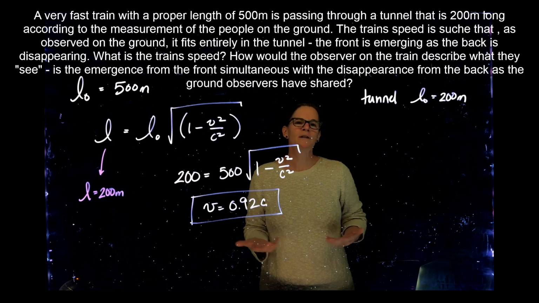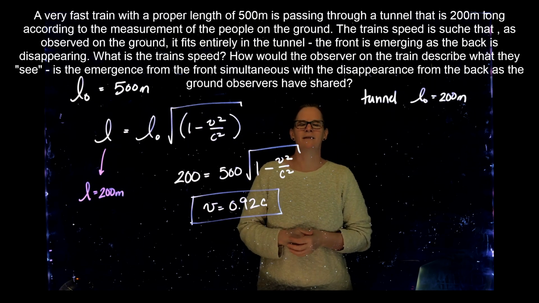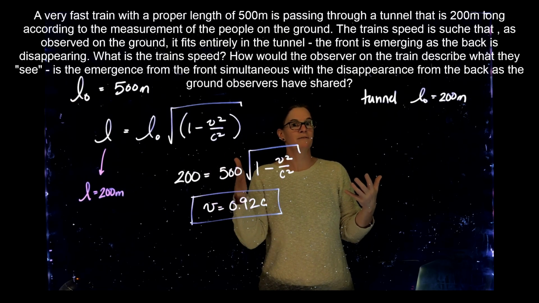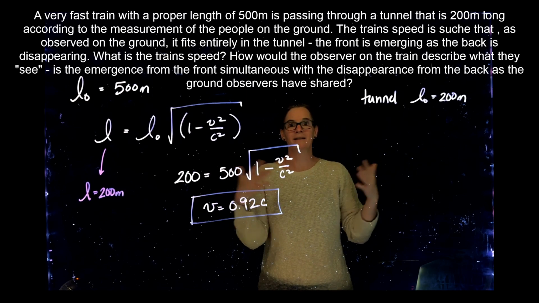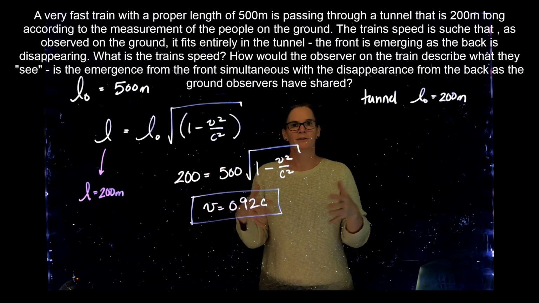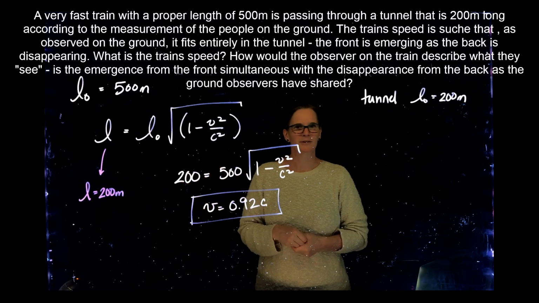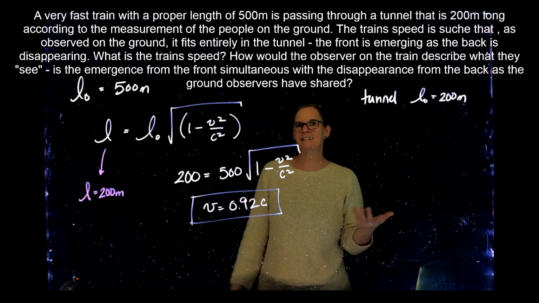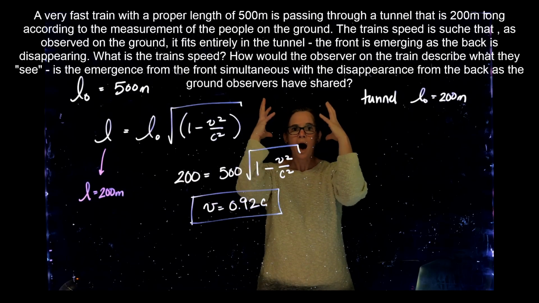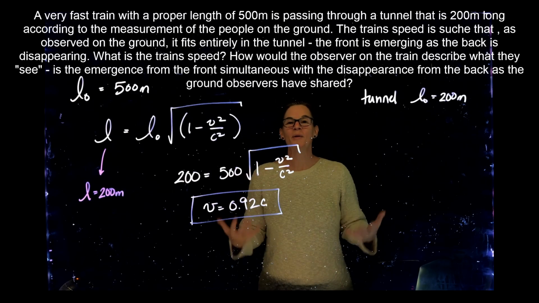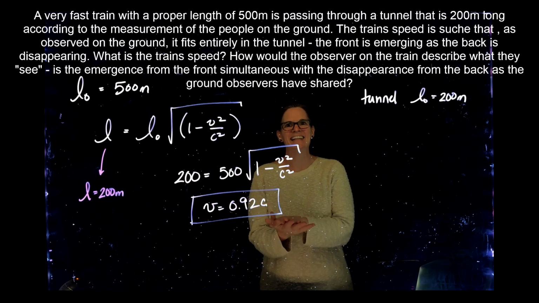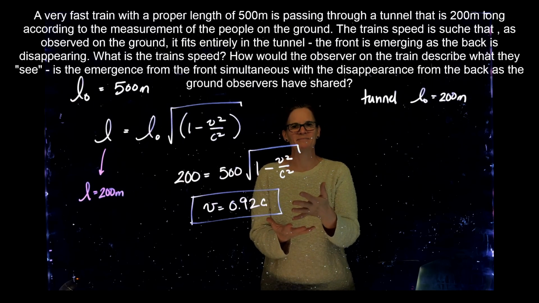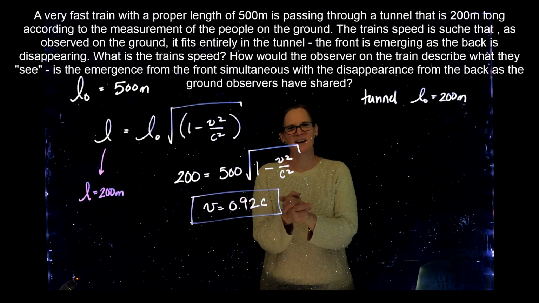And so the person on the train does not see the train inside the tunnel. They see the events of the front of the train emerging and the back of the train entering the tunnel as not simultaneous. So the person on the ground sees it as simultaneous. The person on the train does not see it as simultaneous. Wow! Mind blown. It's that whole idea that simultaneity is not absolute. It depends on the reference frame. So fun to think about. All right, good job.